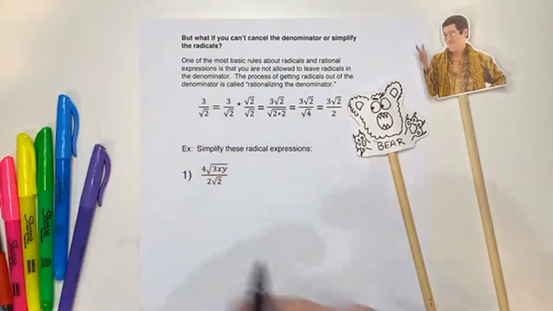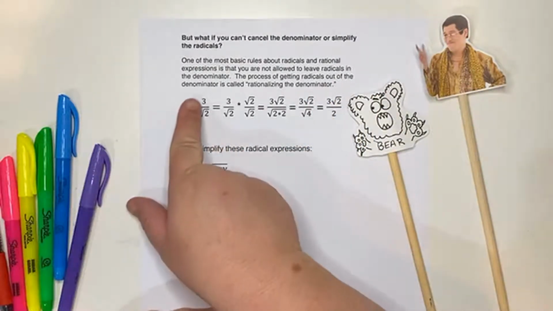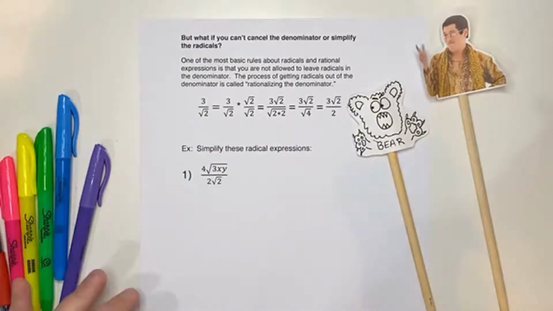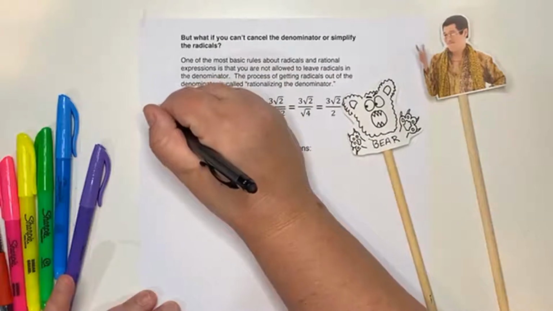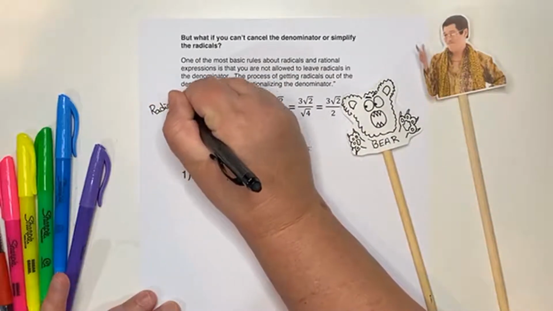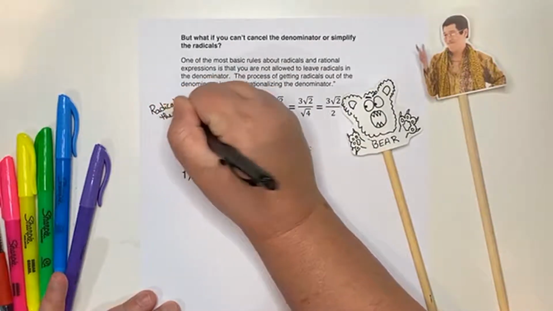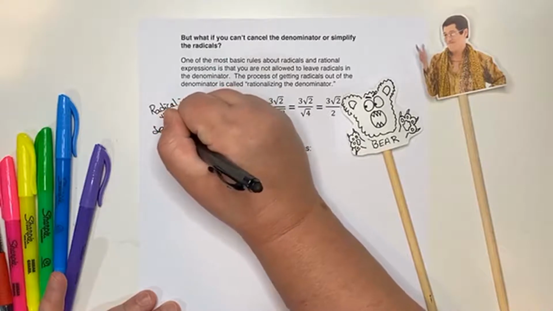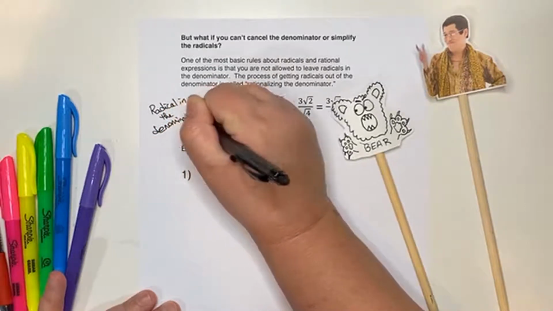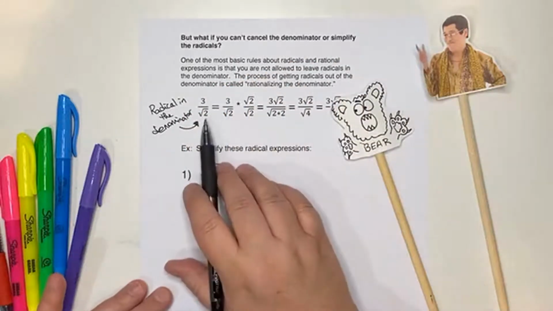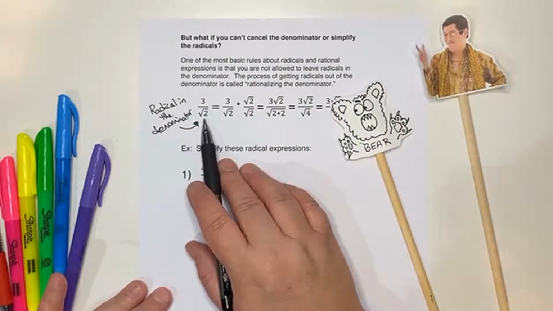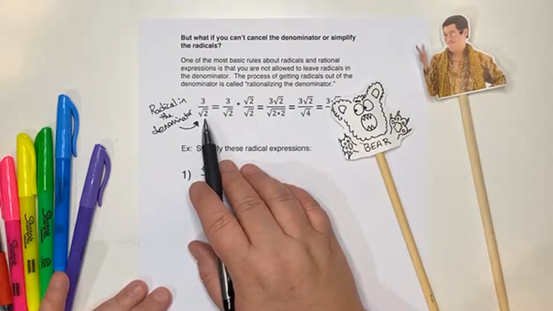And we're going to start with the example of 3 over radical 2. And this violates one of those rules because we've got a radical in the denominator. Okay, there's a radical in the denominator. That is not okay. That is very, very, very bad manners.